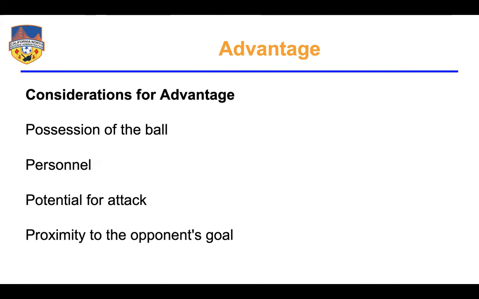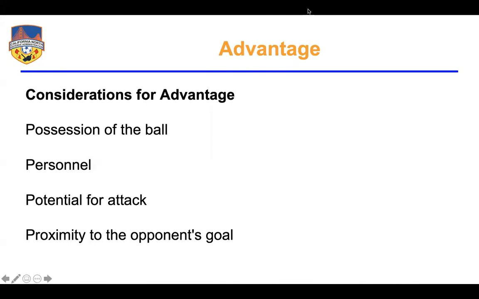So if a center back gets the ball at his feet, he's 100 yards from the attacking goal he wants to go towards, and somebody fouls him, highly unlikely we want to call advantage because he's so far from goal. You can't really suggest that it's a potential for attack. And so those are all factors that play in together a little bit in that situation. So before we move on, are there any questions on these 4 considerations for advantage?